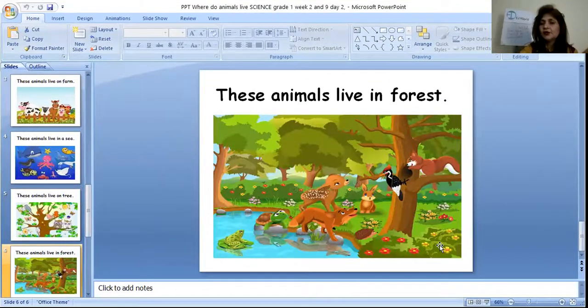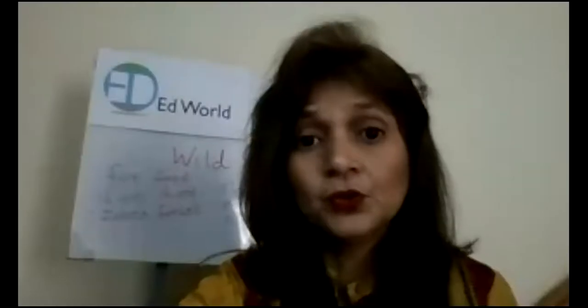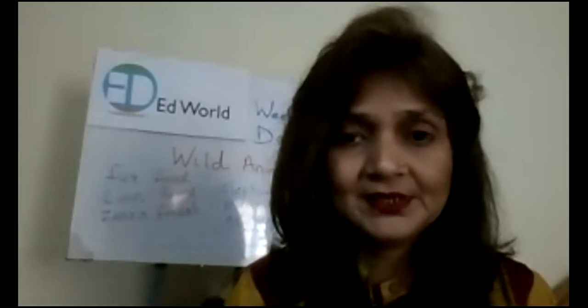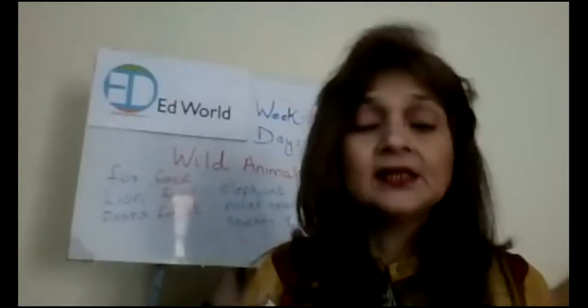Now these animals, they all live in a forest. Like you can see there are foxes, wolf, rabbit. There is a frog, there are birds. So these are forest animals and they are also wild animals. So understood what are actually the wild animals, right? And where do they live?